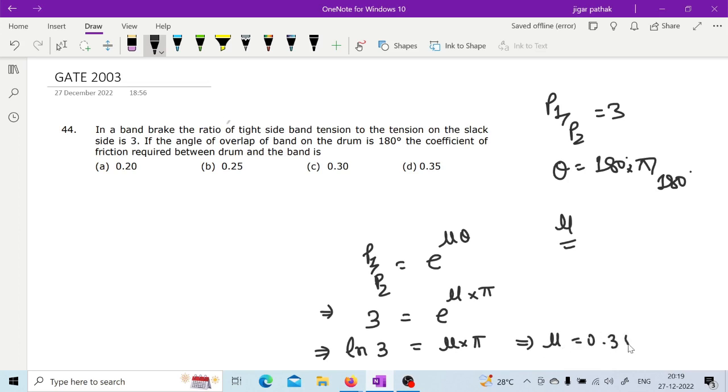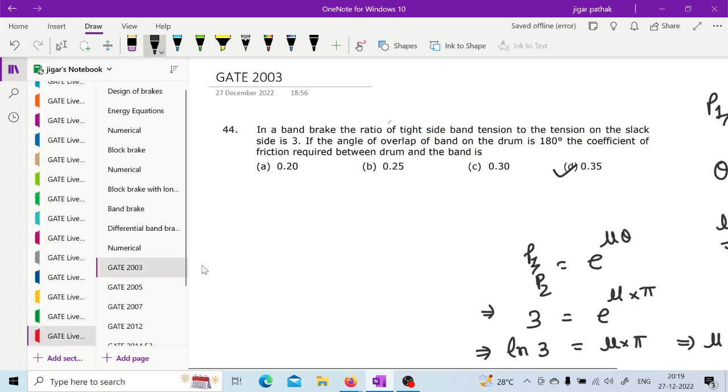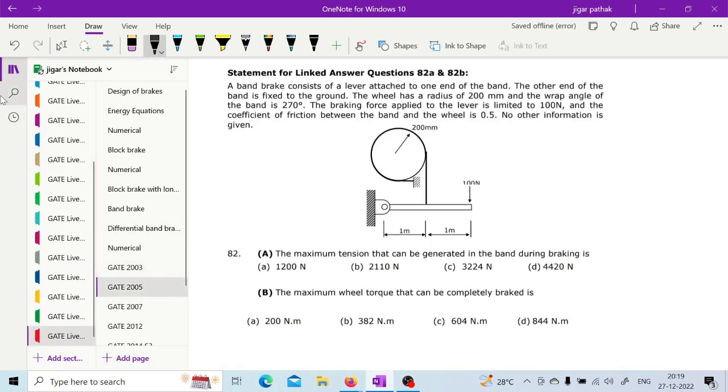So ln 3 is equal to mu pi will give you mu is equal to almost 0.35, right? So after this, let us go to this one now.